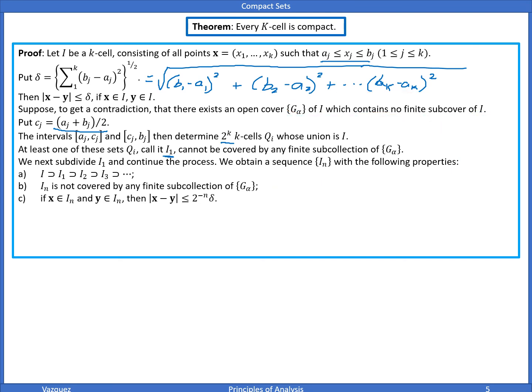And the last property is that if x is in I sub n and y is in I sub n, well then the absolute value of x minus y is less than or equal to 2 to the negative n times delta. That one may not be so easy to see. Which, if you just think about it, because we're subdividing these in 2 every single time, that inequality does hold.